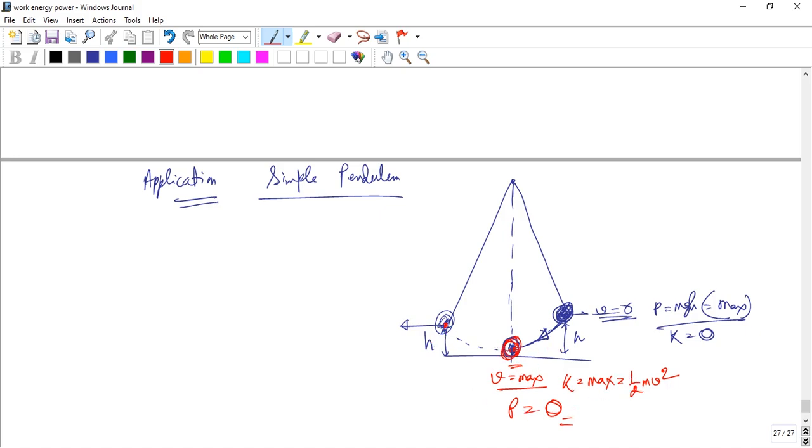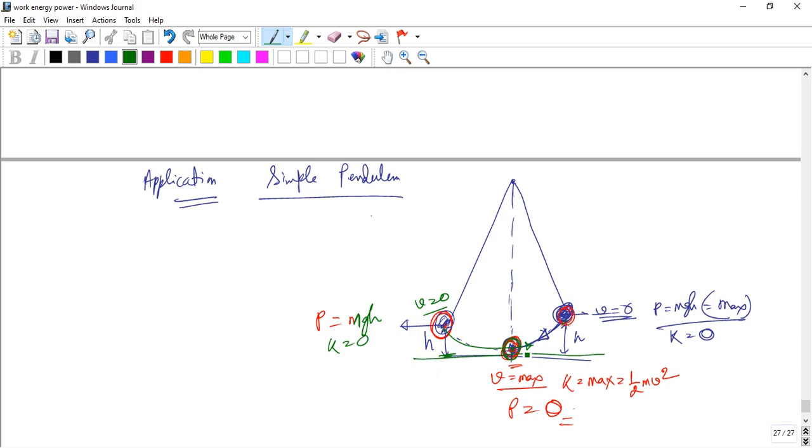Similarly at the extreme right, the potential energy at that point P is equal to mgh and the kinetic energy is 0. Why? The velocity is 0. The bob goes in this direction, then stops, then comes back, a to and fro motion. Clear. The total energy is always fixed.